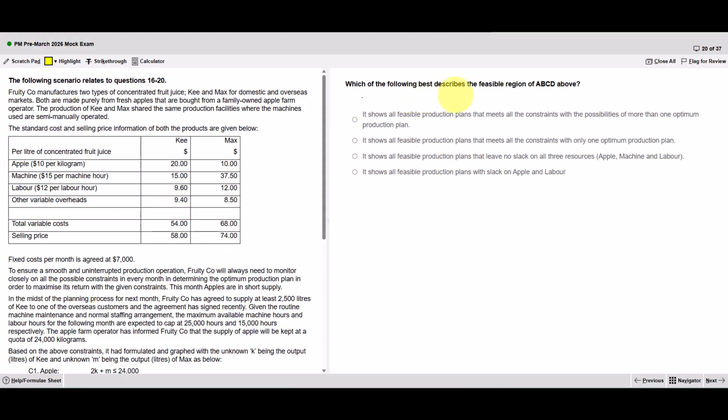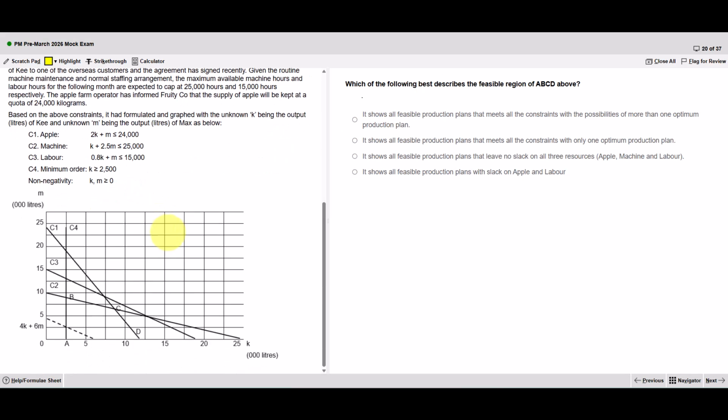Which of the following best describes the feasible region of A, B, C, D? Our options: it shows all feasible production plans that meets all of the constraints with the possibilities of more than one optimum production plan. The first bit's true, but there's not more than one optimum production plan. Second option: it shows all feasible production plans that meets all of the constraints with only one optimum production plan. That's correct. But we'll just check the others off. It shows all feasible production plans that leave no slack on all 3 resources.